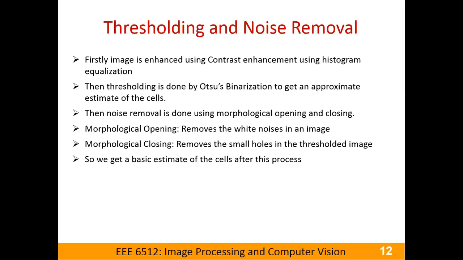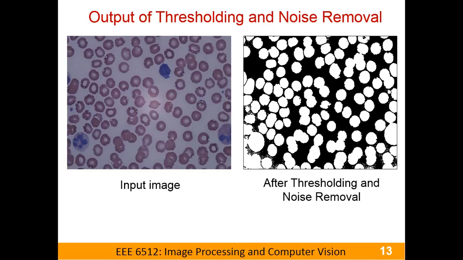First, thresholding and noise removal. Firstly, the image is enhanced using contrast enhancement with histogram equalization. After enhancing the image, thresholding is carried out using Otsu's binarization to get an approximate estimate of the cells. Then the noise is removed using morphological opening and closing. Morphological opening removes the white noise in the image, and morphological closing removes the small holes in the thresholded image. After thresholding and noise removal, we get a basic estimate of the cells. As we can see, on the left we have our input image, and after thresholding and noise removal, we get a basic estimate of the cells.